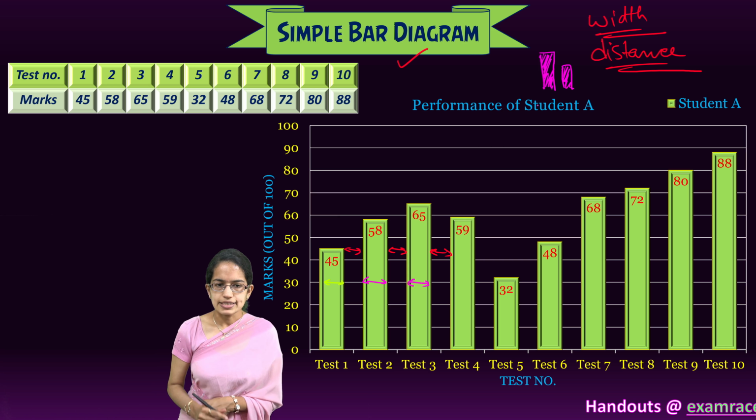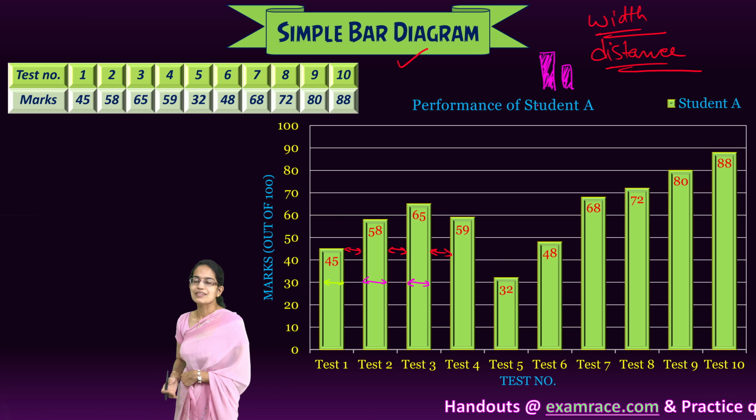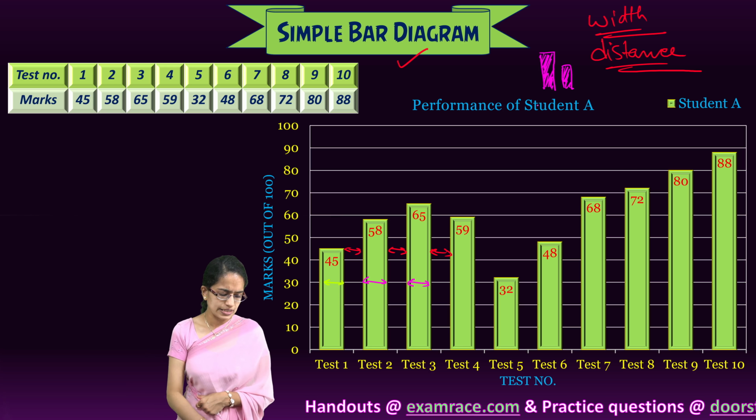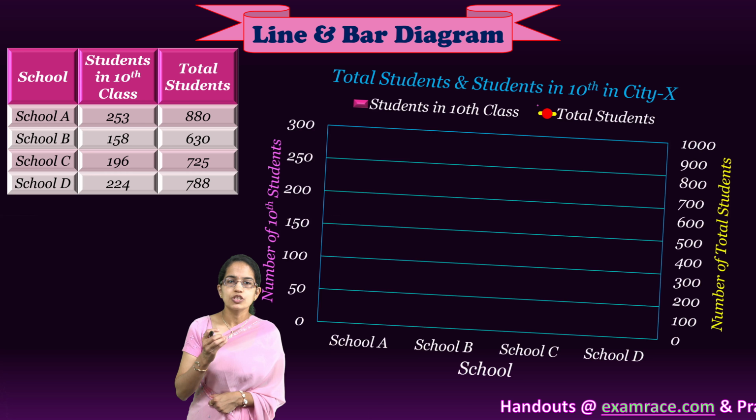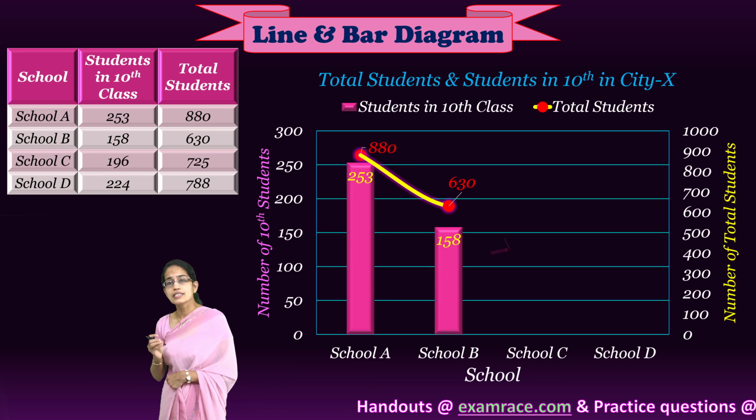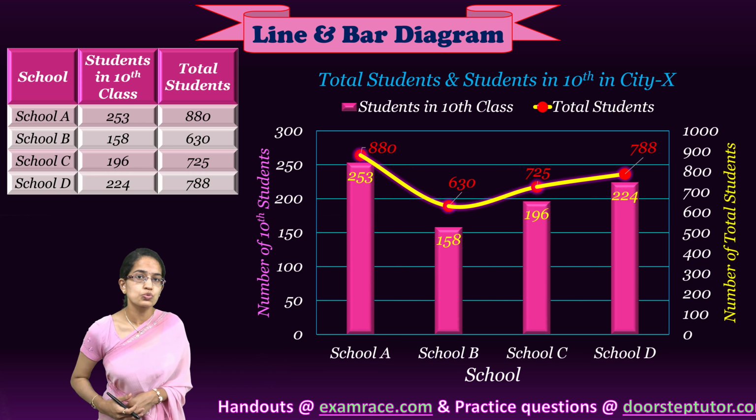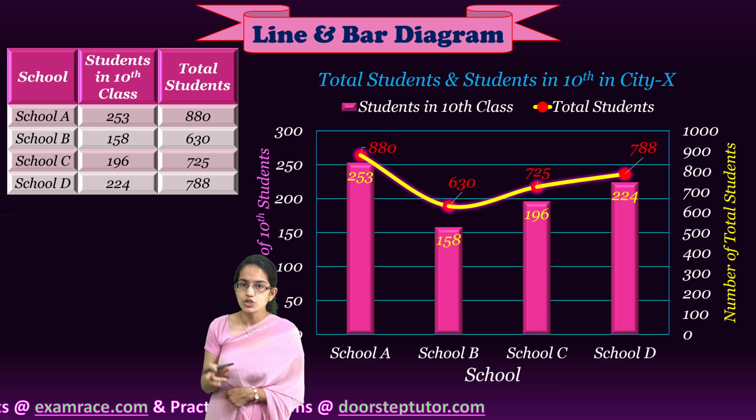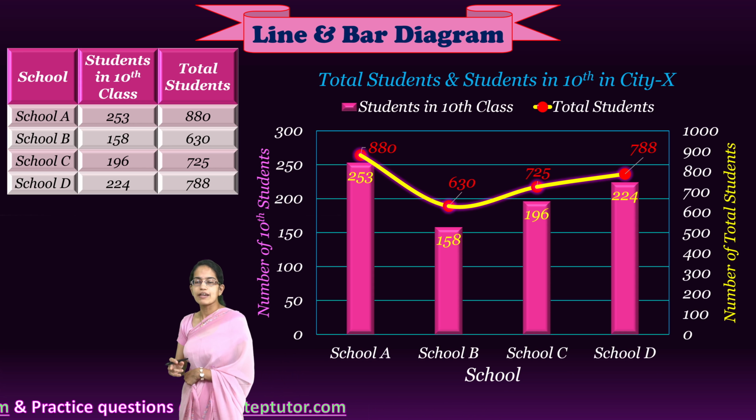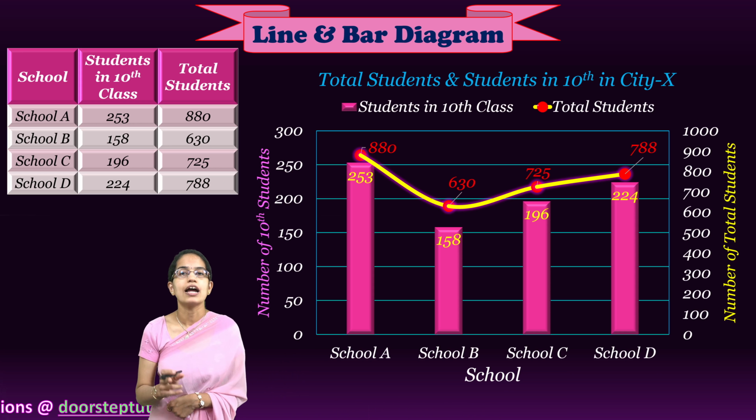Okay, so that is a simple bar graph. Sometimes there is a combination of facts that are given. For example, let's say there is a combination of facts given for the students who are enrolled in class 10th versus the total number of students in the school. Now, if I want to plot both of these together on the same graph, what I would do is use a line and bar graph.